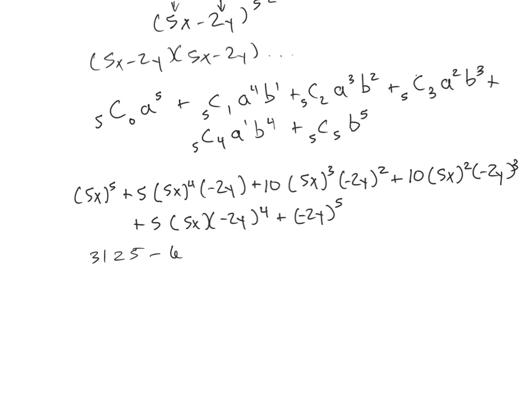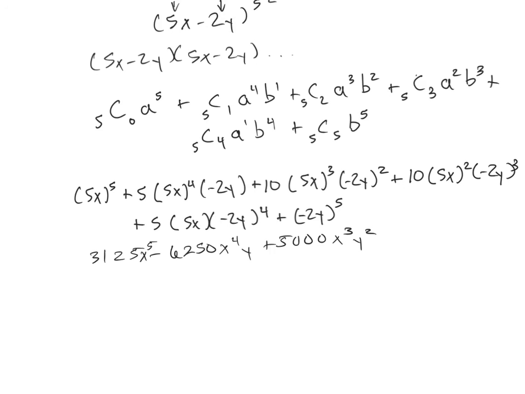oh, I forgot my x. X to the fifth here. Negative 6,250. My x needs to be to the fourth power. My y is to the 1 power. 10, 5 to the third power times what? Positive 4 times 4 times 10. That gives me positive 5,000 x to the third power, y to the second power.